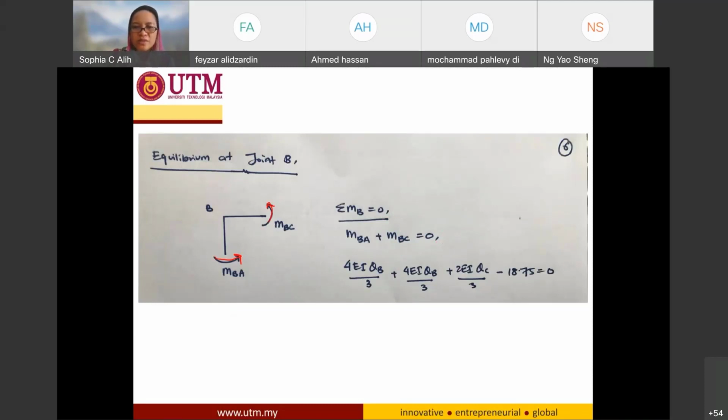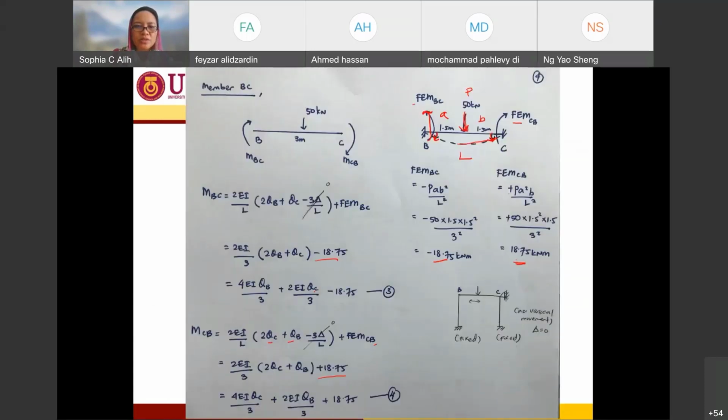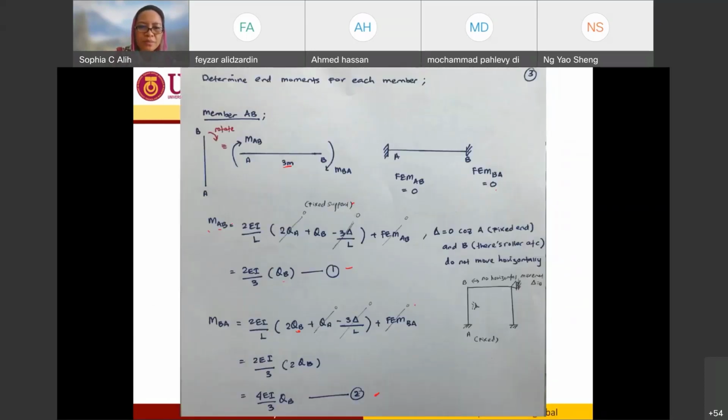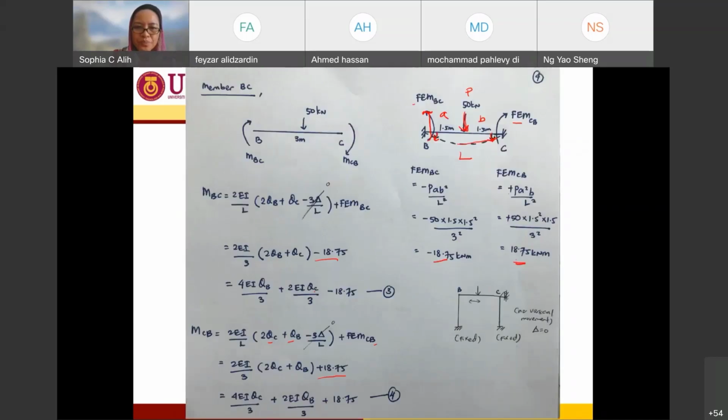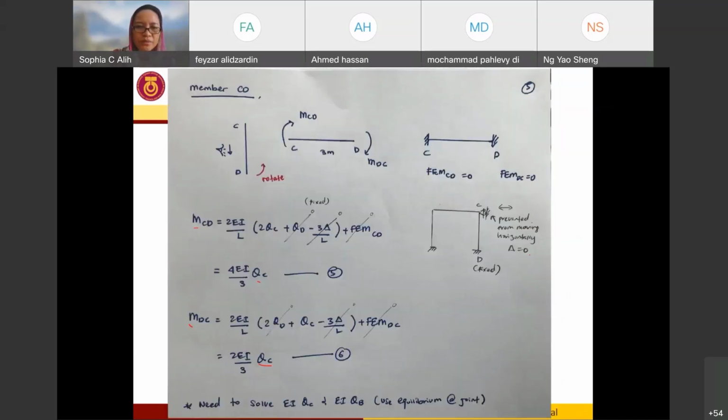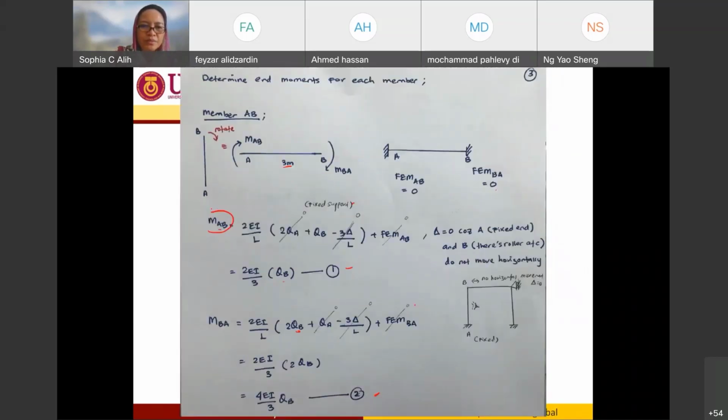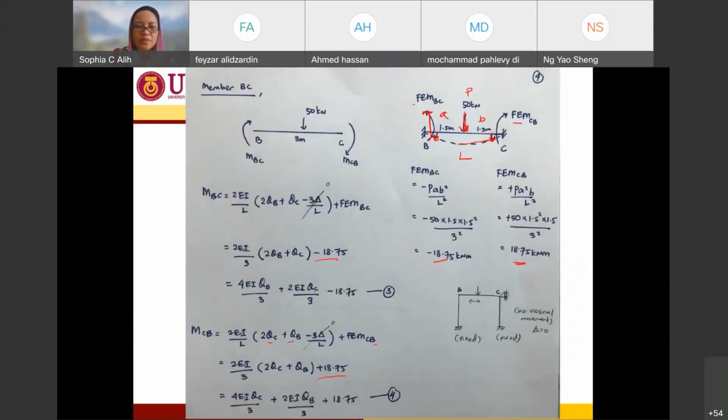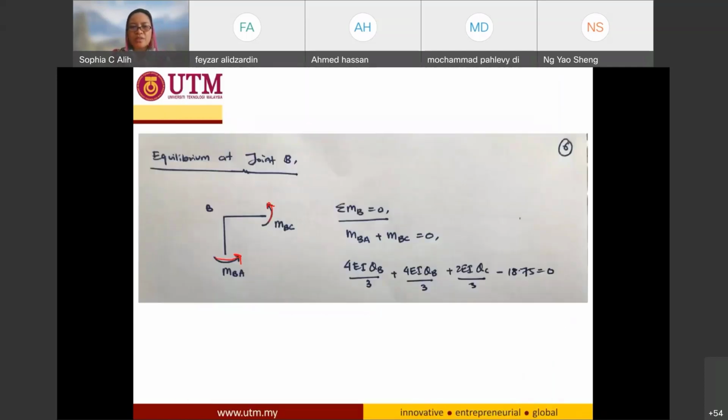Now I just use the MBA and MBC equations. So I use MBA, equation number 2, and MBC, equation number 3, equal to 0. So this is going to be very straightforward for you to solve. It's going to be the equation over here.